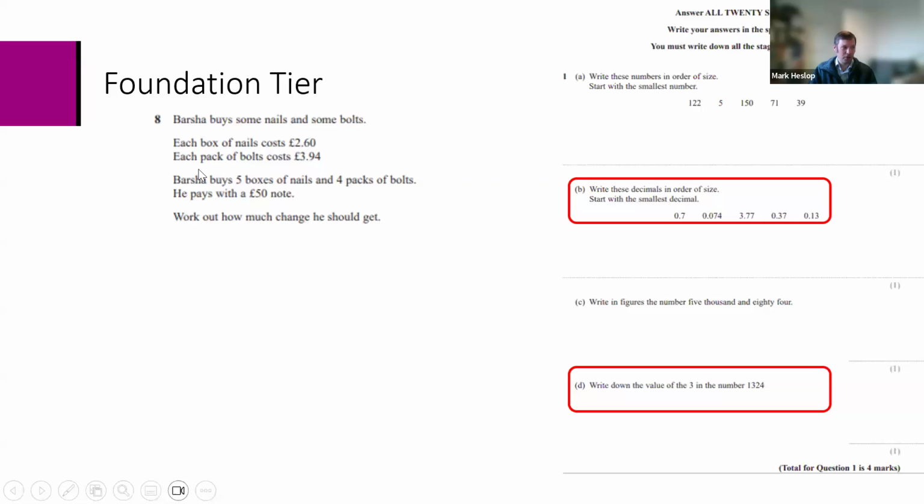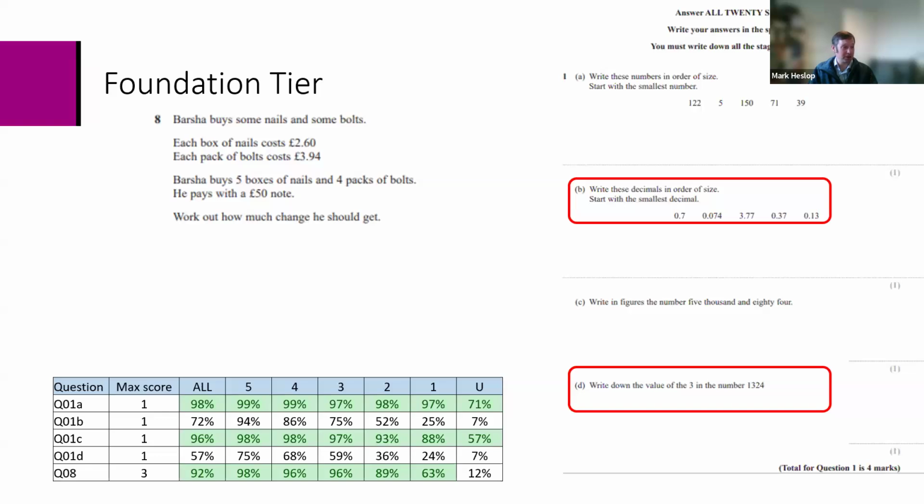Barsha buys some nails and some bolts. Each box of nails costs this. How much buys 5 boxes of nails, 4 packs of bolts, pays with a £50 note. How much change should he get? Okay, I'm going to show you the comparative statistics of those two because you may be surprised.